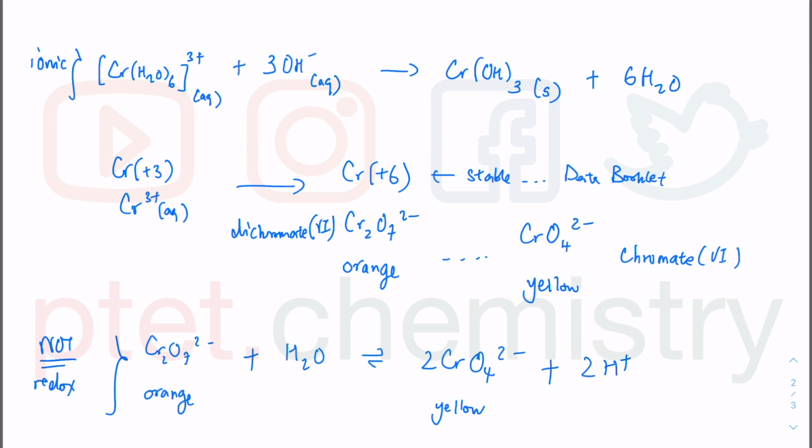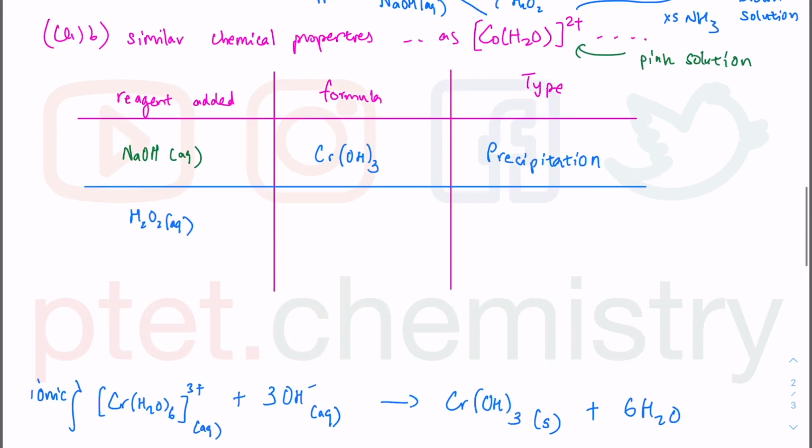The other question they can ask is what happens when you add in hydroxide. Hydroxide can remove H plus, and therefore they can change the concentration of H plus. As they neutralize the H plus, they can make this equilibrium shift to one side, and therefore you can get a different color.